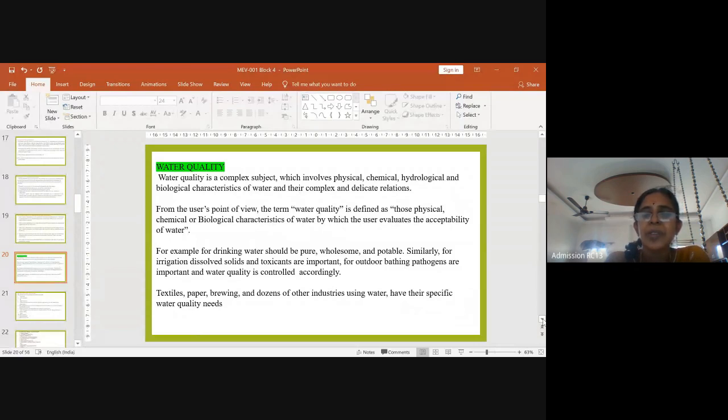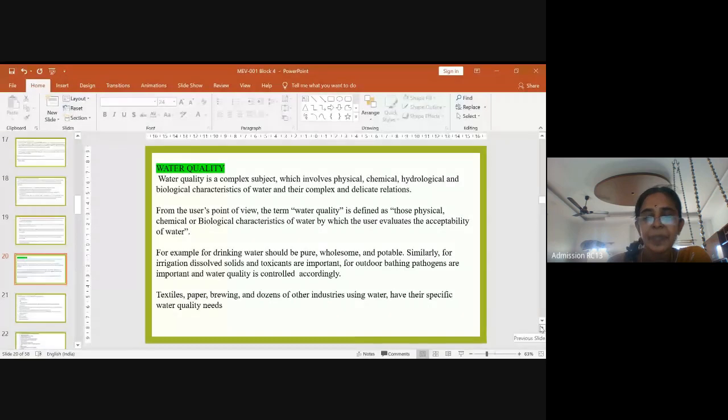So, water quality is defined as the physical, chemical, or biological characteristics of water by which the user evaluates the acceptability of water. For example, drinking water should be pure, potable, and wholesome. Similarly, for irrigation, the dissolved solids and toxicants are important. For bathing, pathogens are important, and the water quality is controlled accordingly. So the quality of water varies for different purposes. Textiles, paper, brewing, and other industries which use water have their own specific water quality needs.